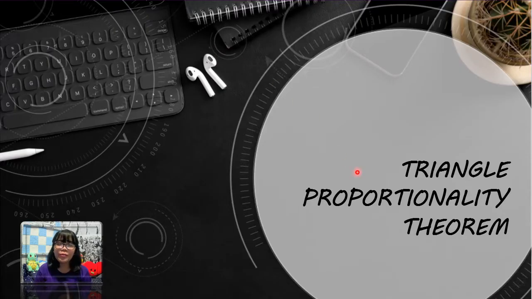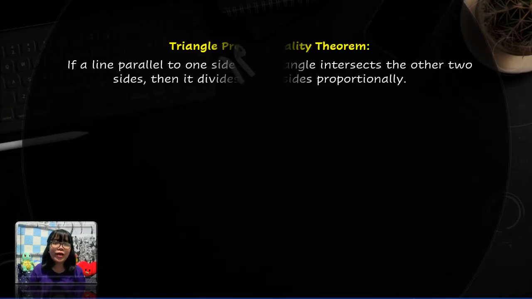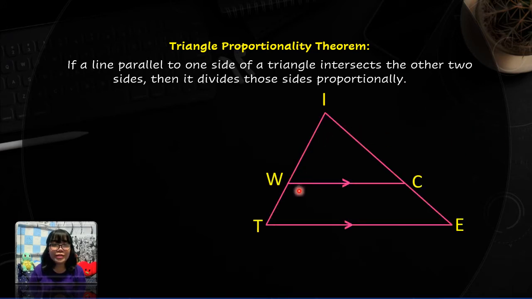Next, you will be learning another theorem on similarity of triangles, and this is your triangle proportionality theorem. So what is the triangle proportionality theorem? The triangle proportionality theorem states that if a line parallel to one side of a triangle intersects the other two sides, then it divides those sides proportionally.